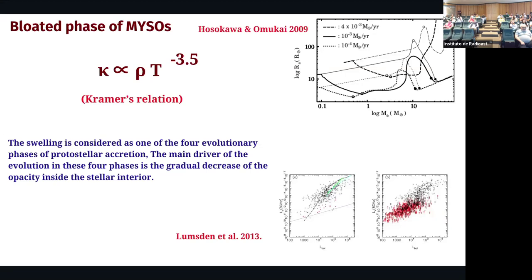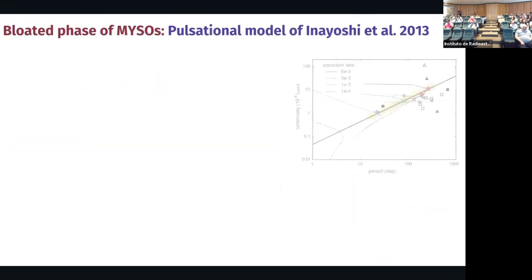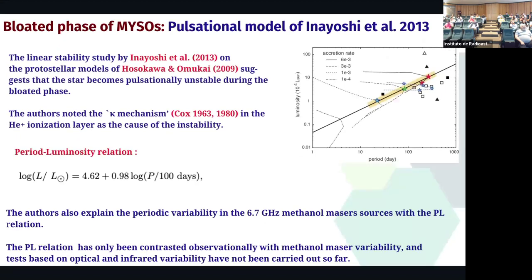Now another insight regarding the bloated phase of the MYSO source comes from the theoretical work of Inayoshi et al. 2013. They performed a linear stability analysis on the protostellar accretion models of Hosokawa and suggest that the star becomes persistently unstable during the bloated phase. And the authors noted the kappa mechanism, famously known to explain the variability in Cepheid kind of variables and other pulsating stars, as the cause of the instability.